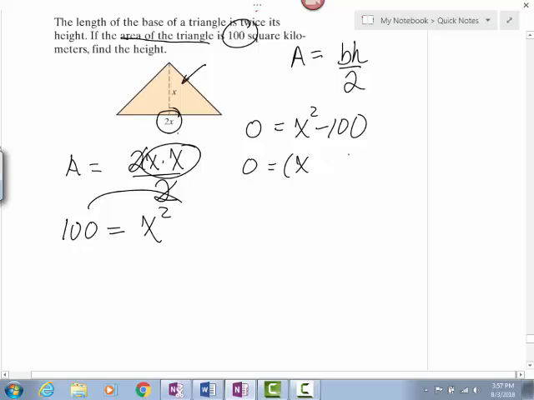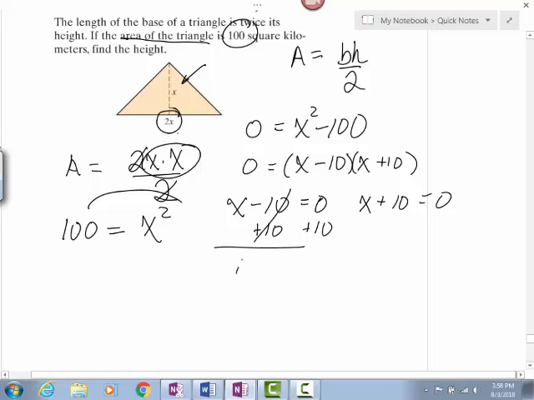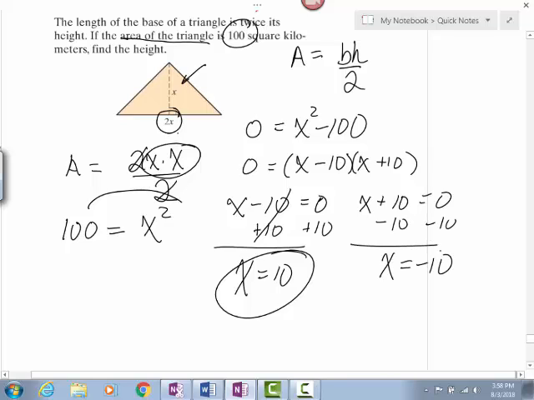I can go ahead and use the difference of squares formula. So that's going to be x minus 10 and x plus 10, because 10 times 10 is 100. And then we're just going to set each part equal to 0. x minus 10 equals 0 and x plus 10 is equal to 0. When I add 10 to both sides over here, we get x is equal to 10. And when we subtract 10 on both sides over here, we get x is equal to negative 10.